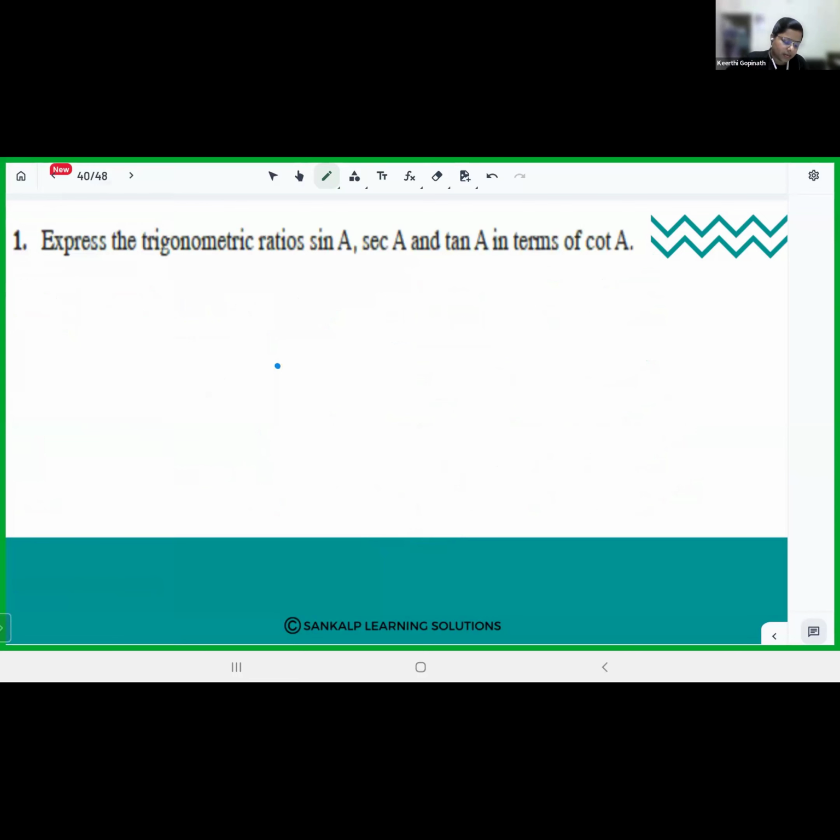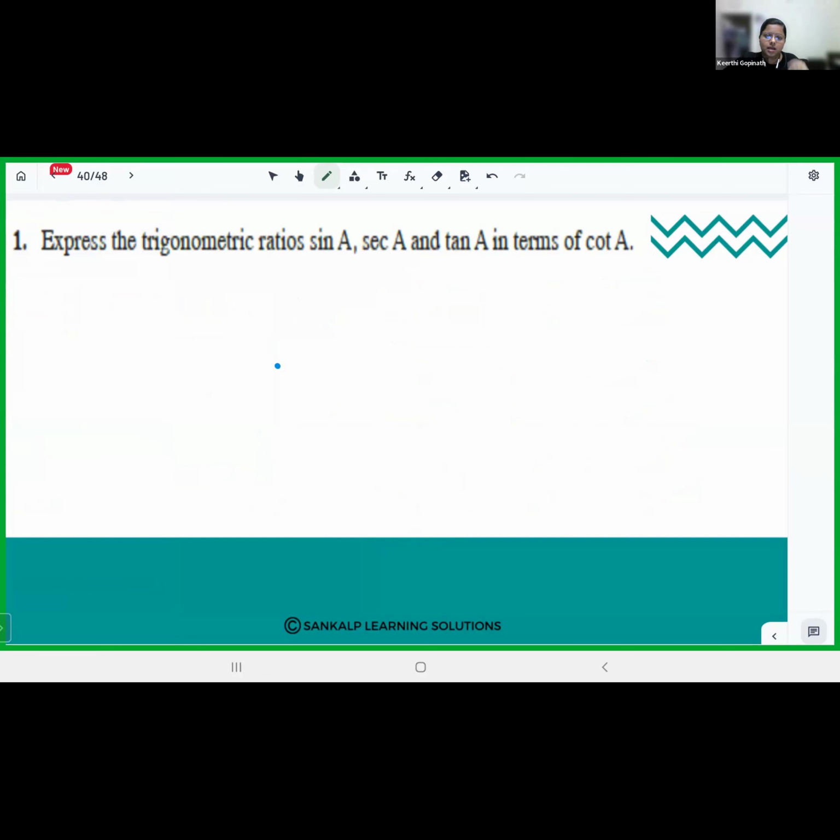First question is, express the trigonometric ratios sin A, sec A, and tan A in terms of cot A. Have you understood the question? We have to express sin A in terms of cot A. That is, by using only cot, you have to represent sin.